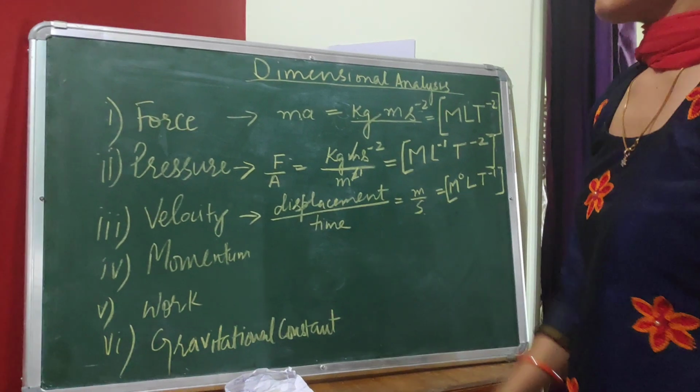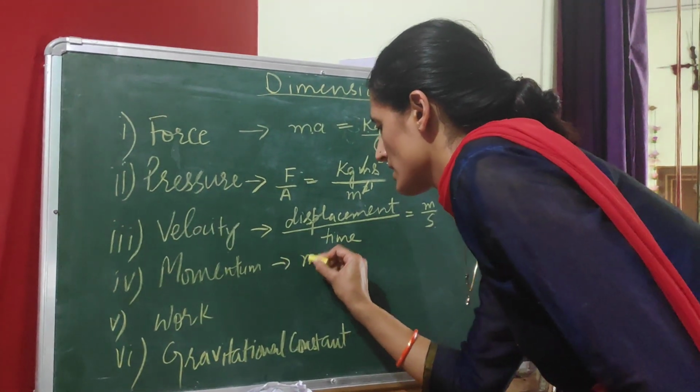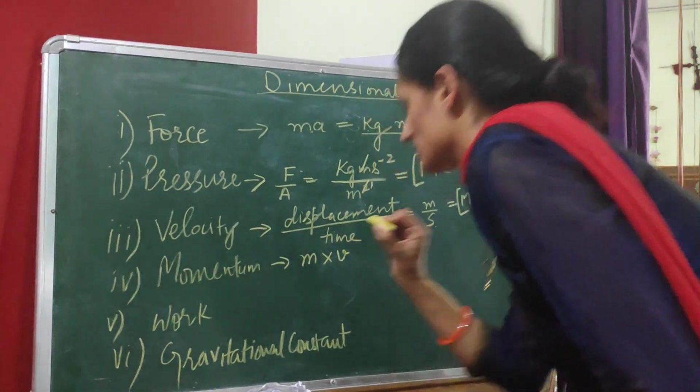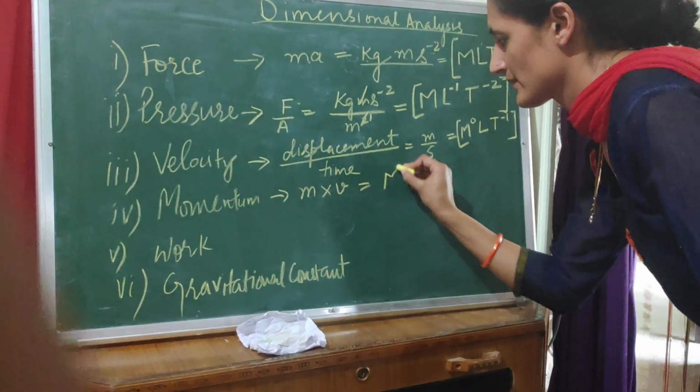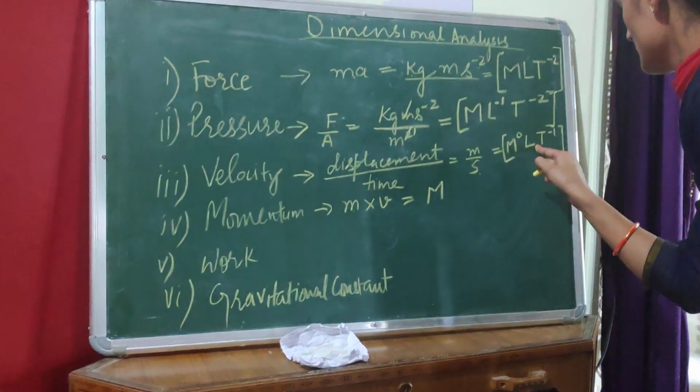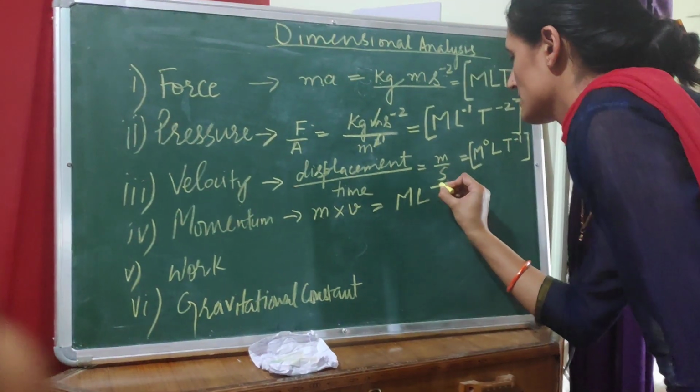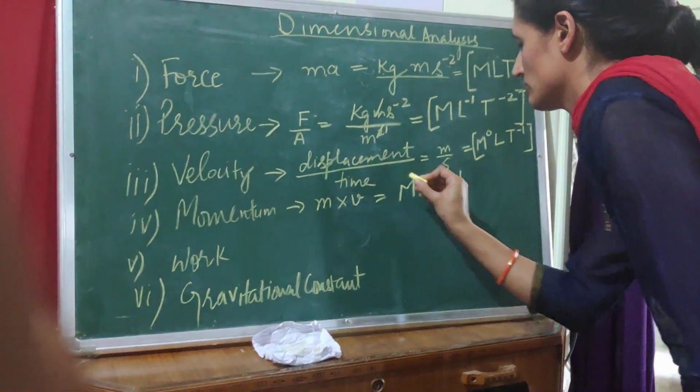Now momentum. Momentum is mass into velocity. Very simple: mass means M and velocity means L T^-1.